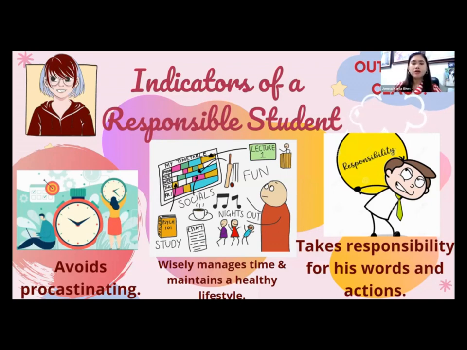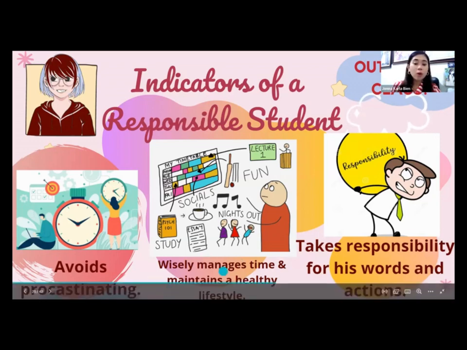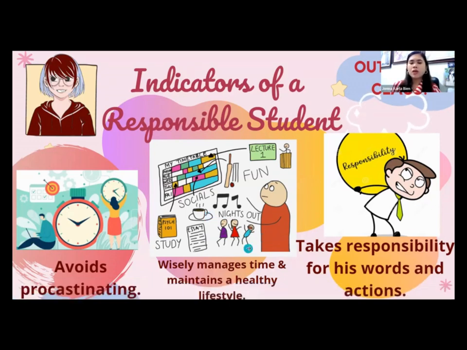Another indicator of a responsible student is wisely manages time and maintains a healthy lifestyle. They know what they have to do to prioritize their growth, okay? They know when would they be going out with friends, or is it really essential to do it, right? Is it essential to have fun? How would I do it? Who will I be with? What am I going to do? But if you're prioritizing your studies, bulk of your time will be spent there.